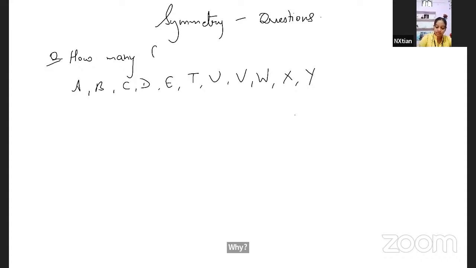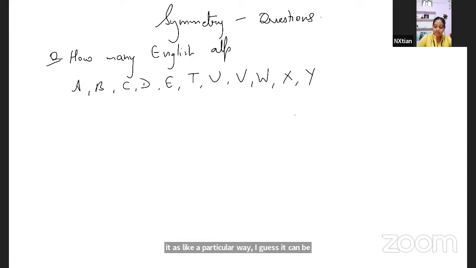Ma'am, how can Y be symmetrical? Exactly, how can Y be symmetrical? That's only if you write it a particular way. I guess it can be symmetrical, but otherwise, not really. Yes, we'll get to that. One second.